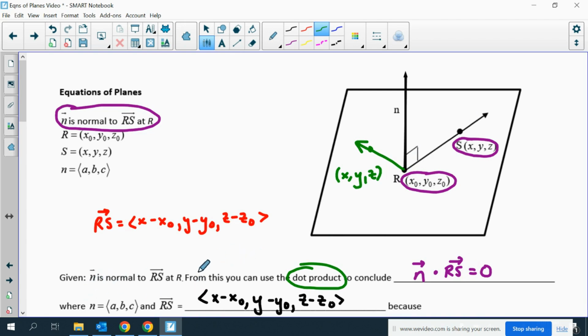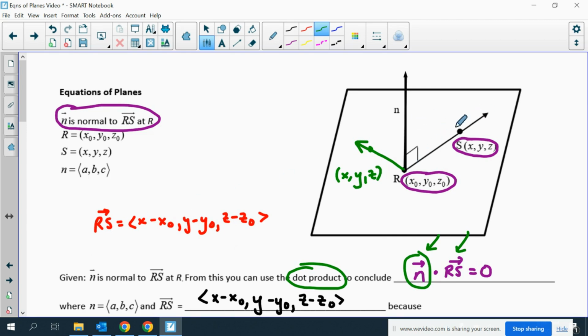So if I have some vector x minus x naught, y minus y naught, z minus z naught, where x, y, and z are unknown, but x naught, y naught, and z naught are a point that we know is on the plane, and then I have some known normal vector so that it's normal to this plane. So if I know this is normal to the plane, and I know that this vector is on the plane, if I take the dot product of those two things, I end up getting 0.